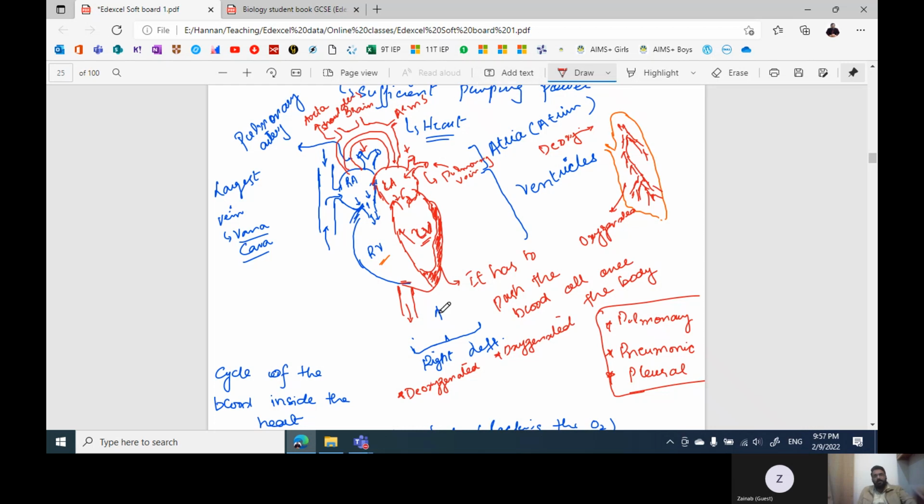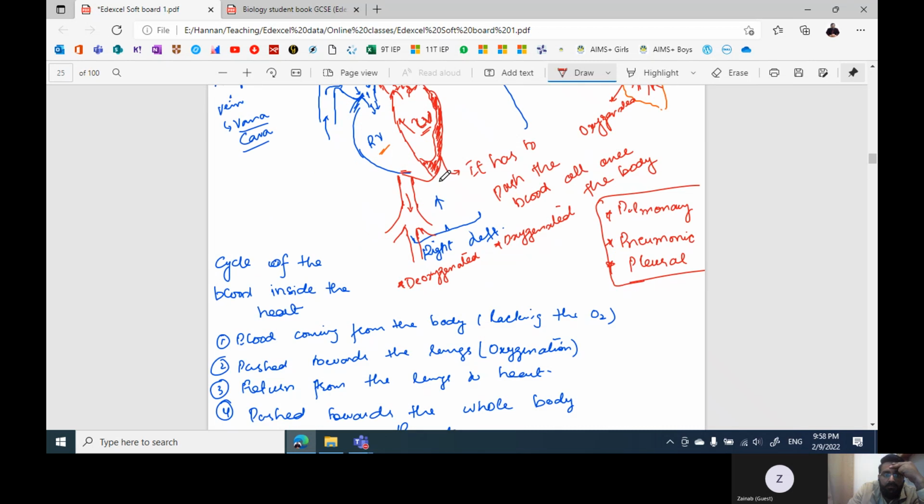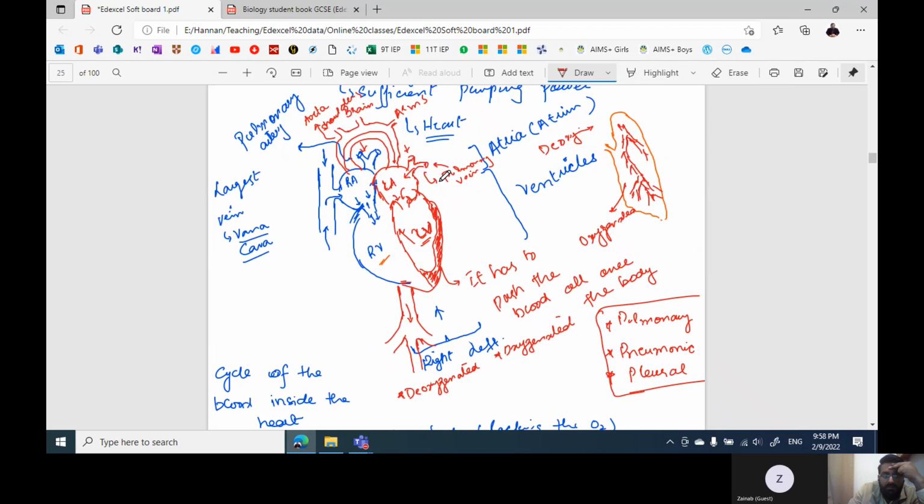And now the blood would be curved. The aorta would be curved down, taking the blood towards the lower body. From here, the aorta now would divide into arteries. Let me redraw this. It would now be divided into arteries, and these would be further divided into arterioles. So this is the whole structure of the heart, and we can now understand how the heart is located and how it functions.